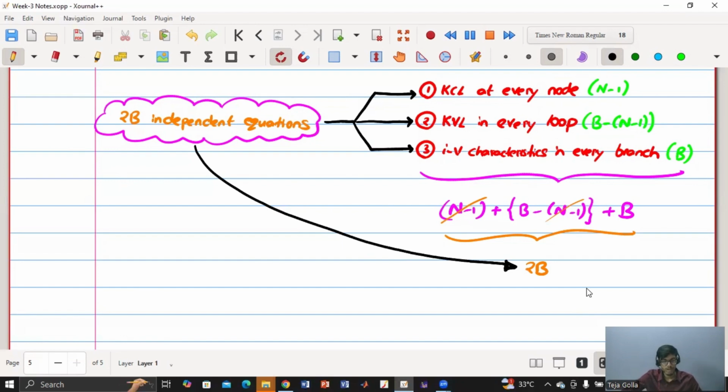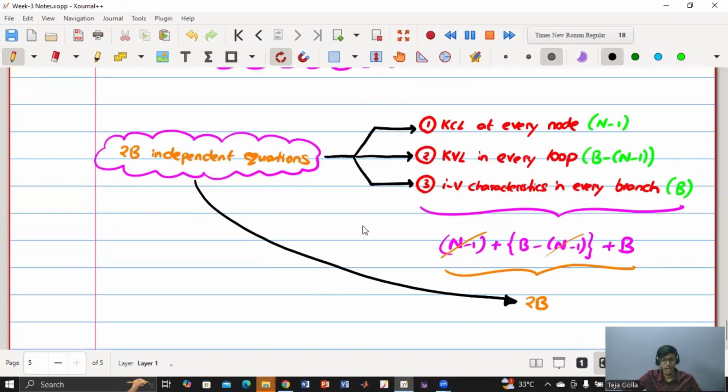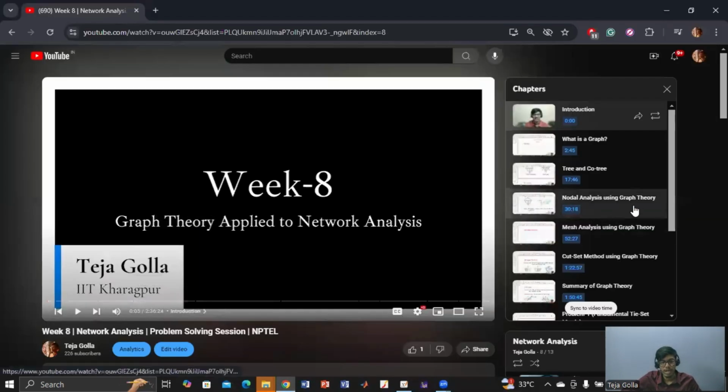Very good question. When we are going to do it with graph theory, we'll first get all the equations and then write them in terms of matrices, and we use those matrices to solve. I'll quickly refer to my old video. Here I have mentioned nodal analysis using graph theory, mesh analysis using graph theory, and the cut set method. These three are the methods that you can use with graph theory to solve any circuit.